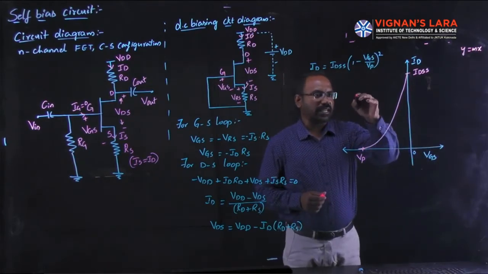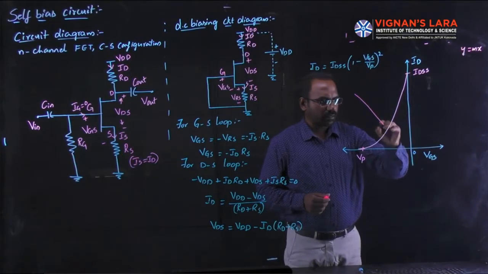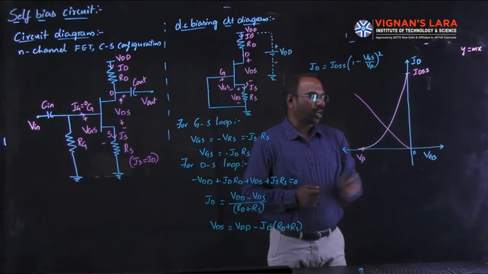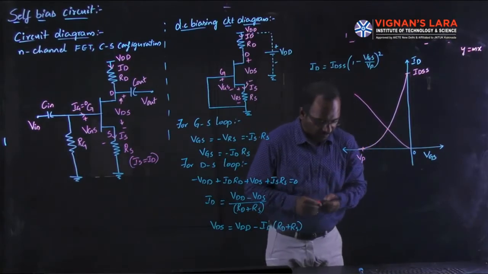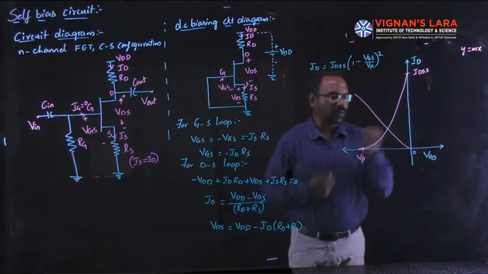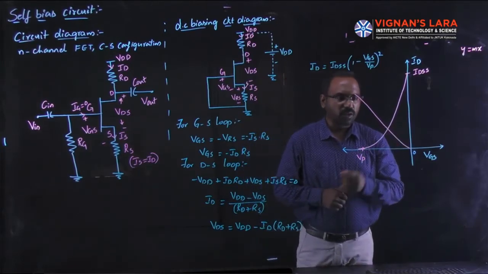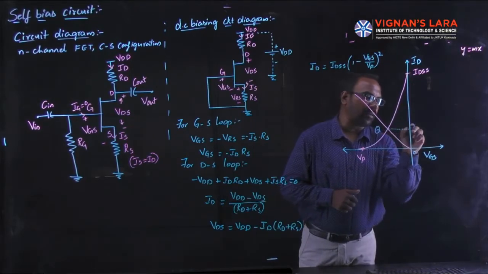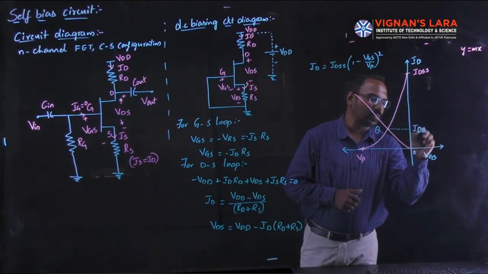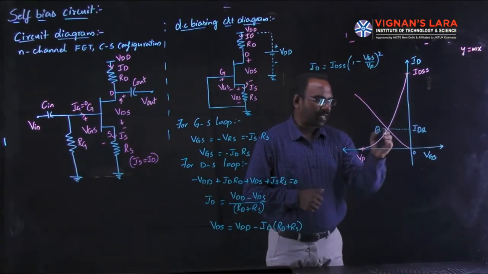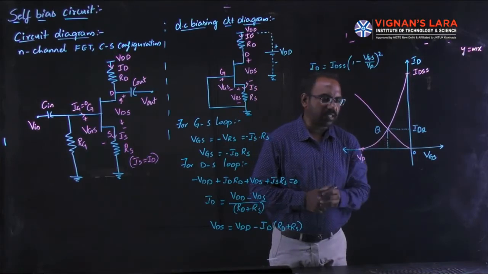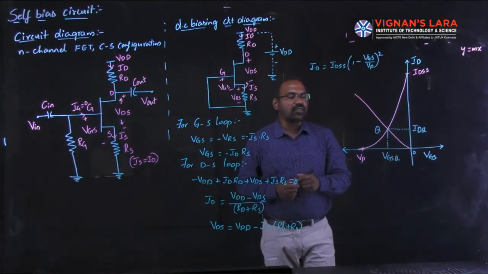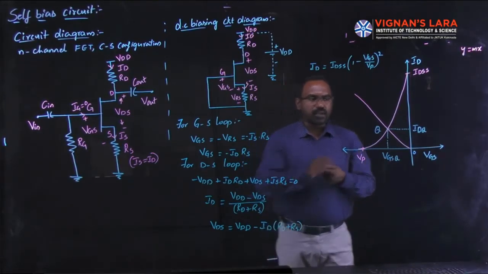So if I draw it, it will be like this. Assume it as a straight line, not this. Right? So the point where it touches this transfer curve will be the Q point. The corresponding projection onto ID is your IDQ, the Q point drain current, and the corresponding projection onto this will be the VGSQ. So this is how we find the Q point.